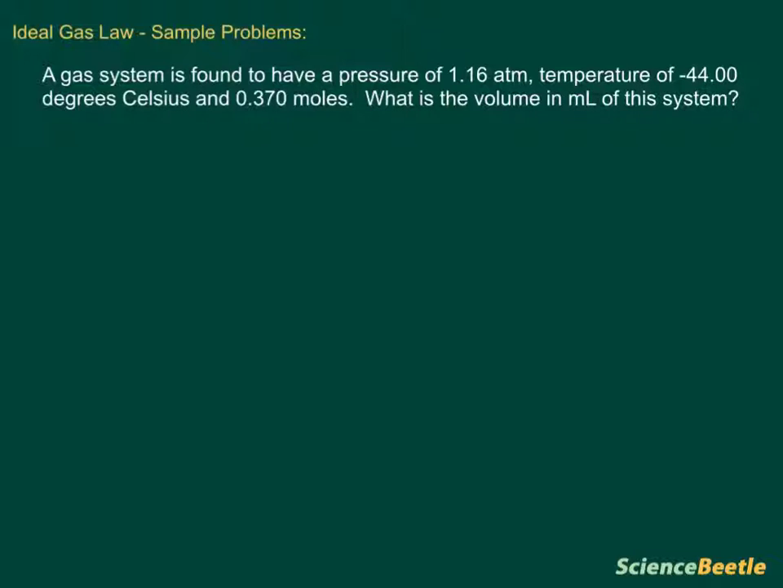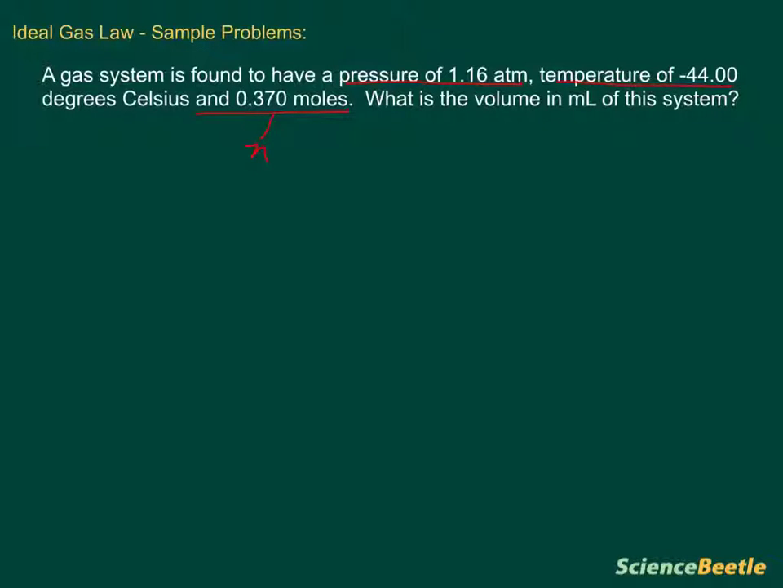So the problem reads, we have a gas system that is found to have a pressure of 1.16 atmospheres, a temperature of negative 44 degrees Celsius, and 0.370 moles. And you're being asked, what is the volume in milliliters of this system? So here's what we know. Let's underline what we've got. We've got a pressure of 1.16, a temperature of negative 44 degrees Celsius, and moles of 0.370.